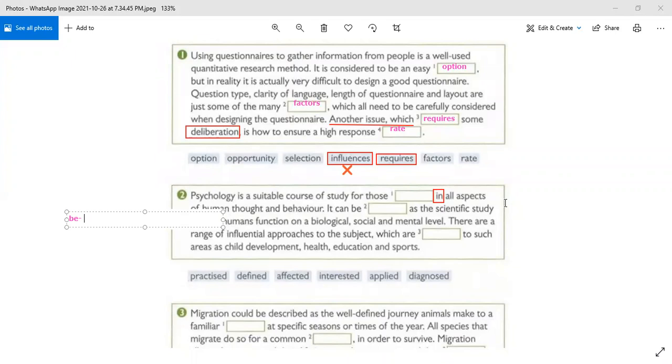Can you say that once more? Which form of verb do we expect after be? B-E. Should it be a verb present form, ing form, PP form? Or can it be a noun, adjective, what?